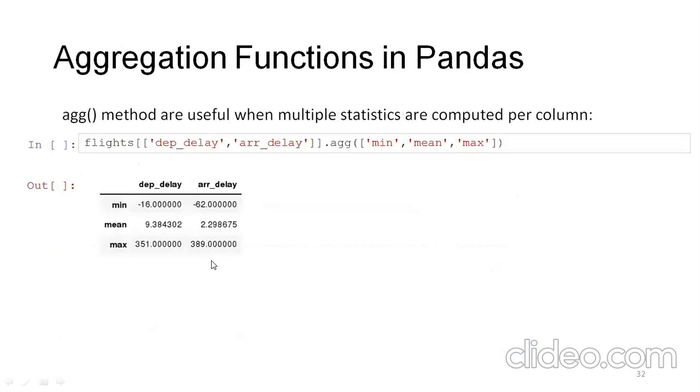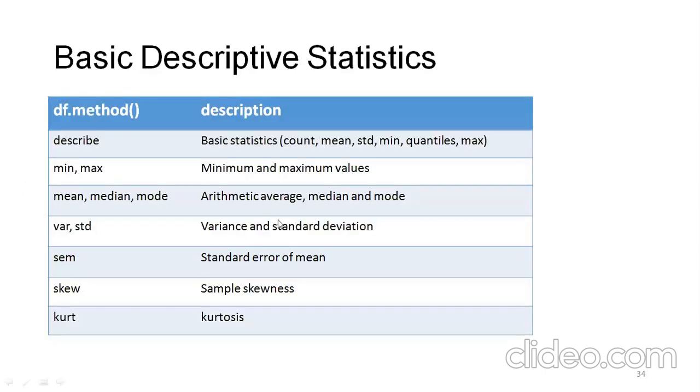Now the aggregate method. See here, I can calculate mean value, minimum and maximum value for these columns, arrival delay and departure delay. For only these two columns, I want to do the mean, minimum value and maximum value calculation. The aggregate function is used to get multiple statistics values in a single shot. So these are some of the basic descriptive analysis topics regarding pandas.